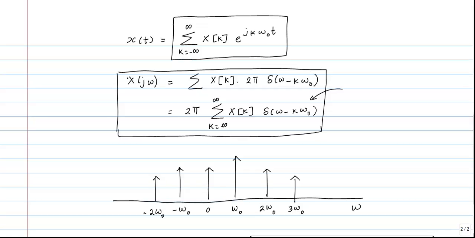Now the strength of these impulses at each of these locations is given by 2 pi times the Fourier series coefficient X of 0, X of 1, so on and so forth. So this one will be 2 pi times X of 3, this is 2 pi times X of negative 2, so on and so forth.